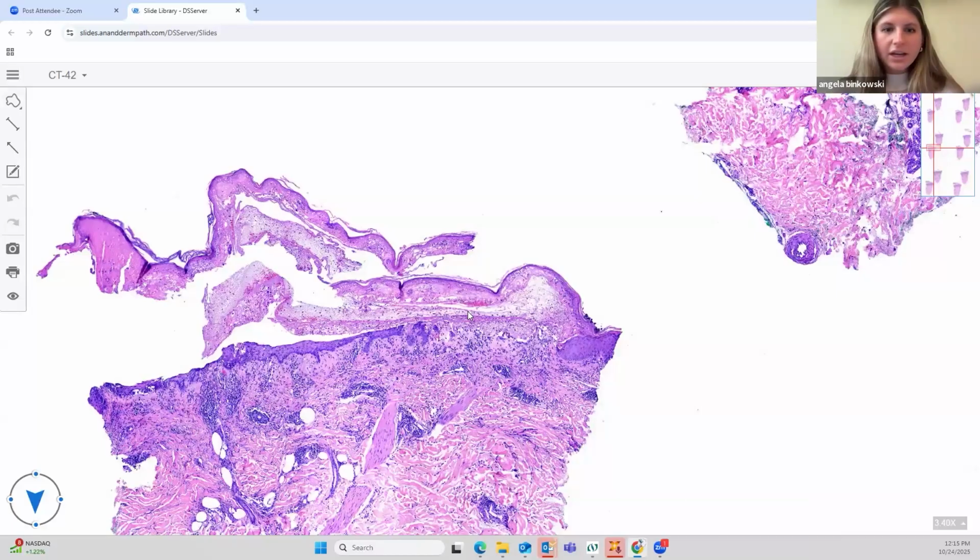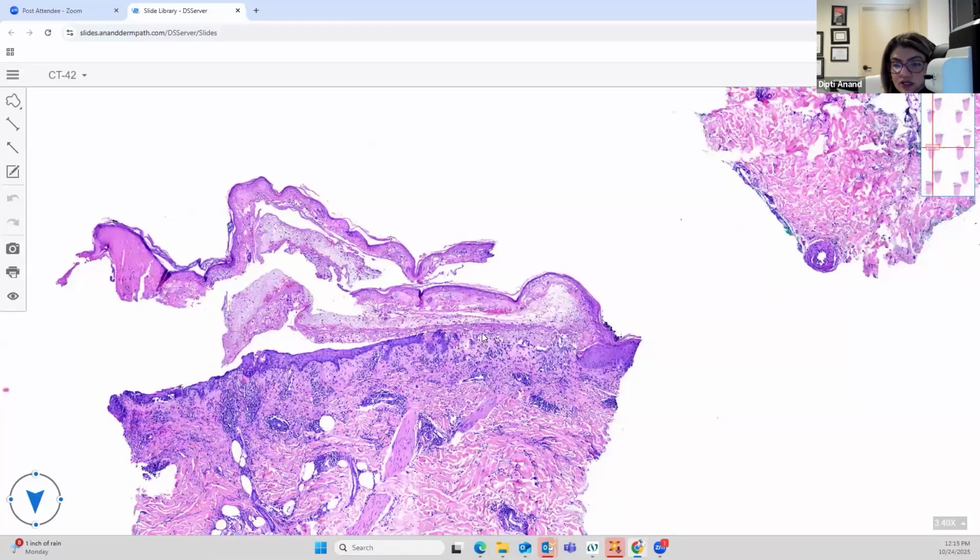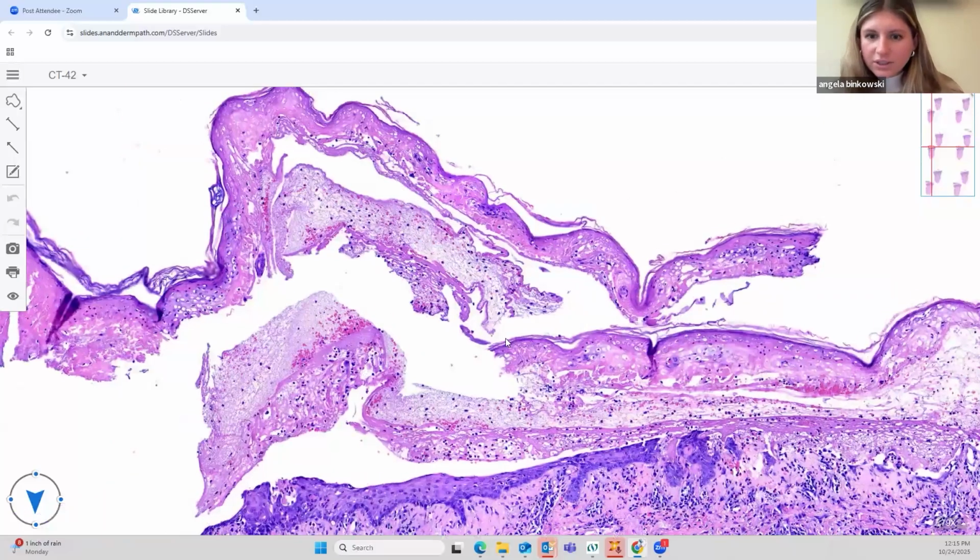This one we have a subepidermal split, it looks like. And when we zoom in, we have a lot of eosinophils. Yep. So I was thinking bullous pemphigoid. Yes, so this is bullous pemphigoid. And what do you think would be the correct answer for the 42A? That's where they get you.